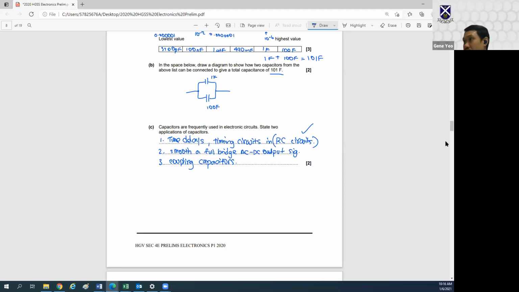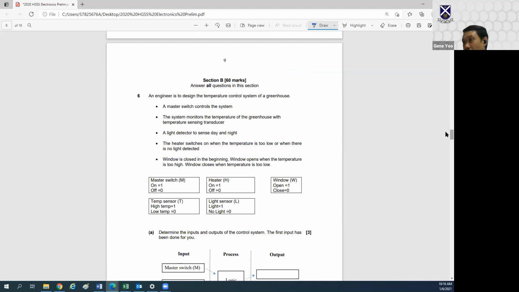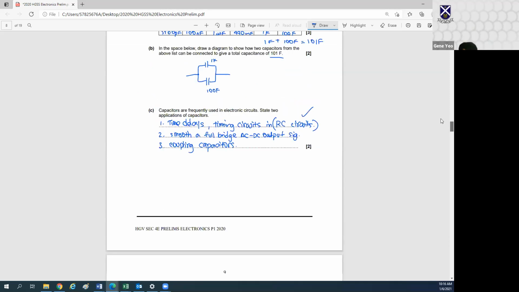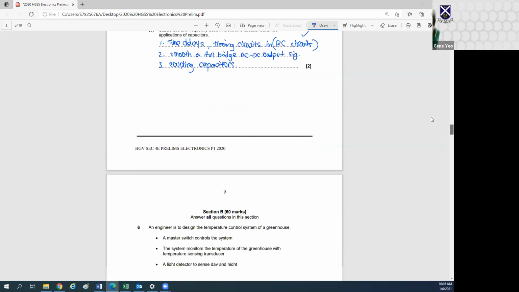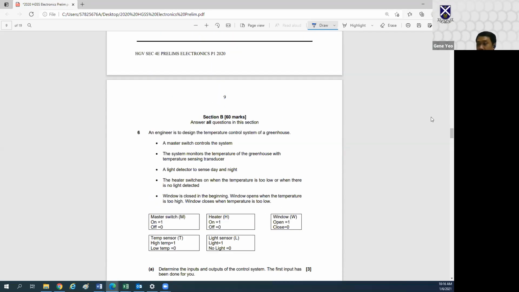Okay, so that is the end of section A. Like I said, section A, the 40 marks, you should be able to get the 40 marks quite easily. If not 40 marks, maybe at least 35 marks. So that's your target.